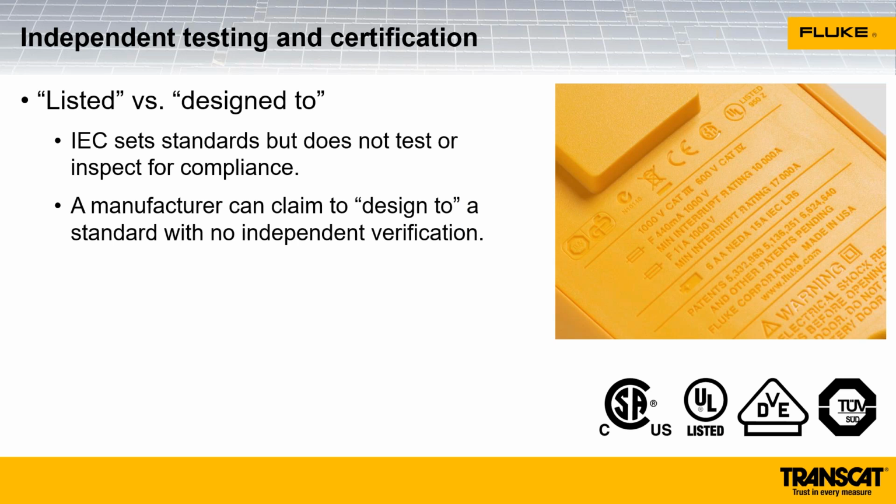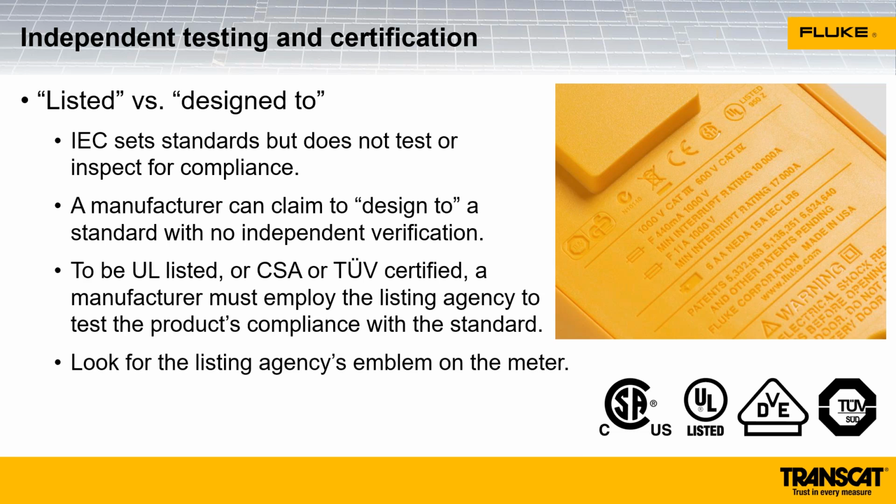Another thing to note is that you'll often see tools that are listed or designed to a standard or a voltage and category rating. IEC sets the standards for the creepage and clearance in those devices, but it doesn't do any type of testing or inspections to make sure that you actually meet those requirements. So manufacturers will often claim that it's designed to a specific category and voltage rating, but they haven't done any independent verification of that. In order to be UL listed or get a CSA or TUV certification, you have to have a third-party testing agency test your equipment and make sure that it actually complies with the standards.